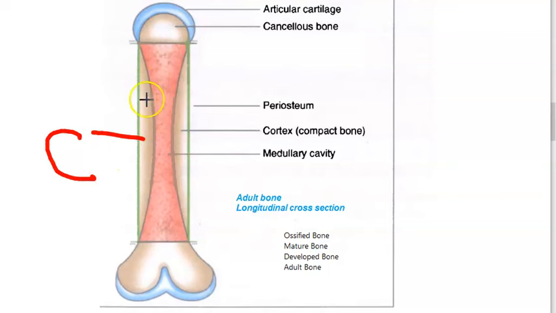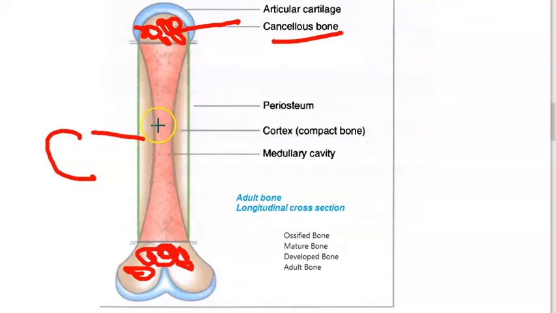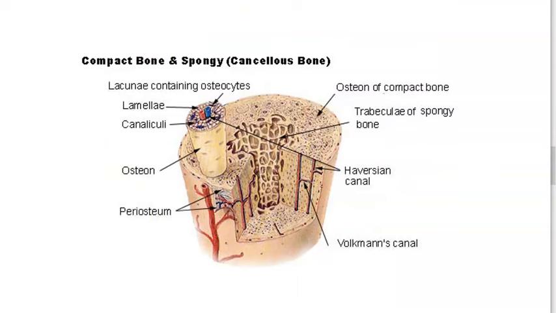This is the cortical bone, and here at both ends of the long bone you have the spongy bone, which is cancellous bone. And in the middle, in the medullary cavity, you have the bone marrow. And this is the cortical bone. In this, you can see that there is Haversian canal and Volkmann canal. This will be in the cortical bone.